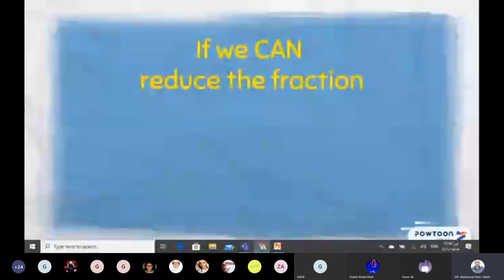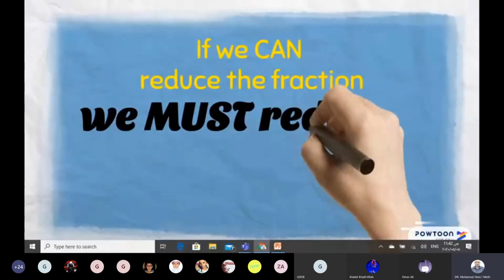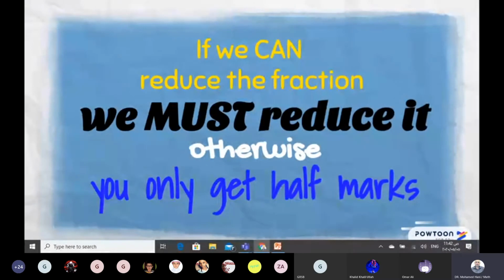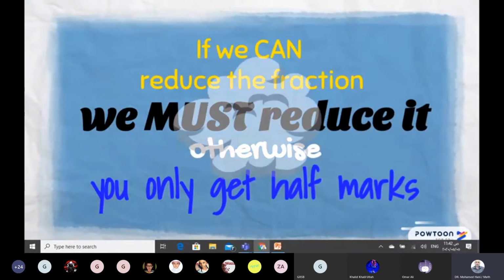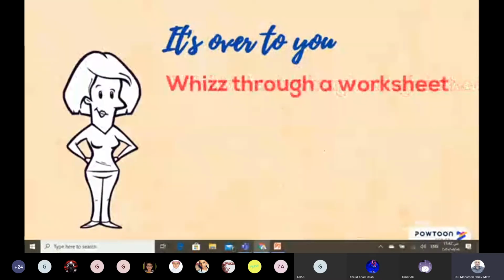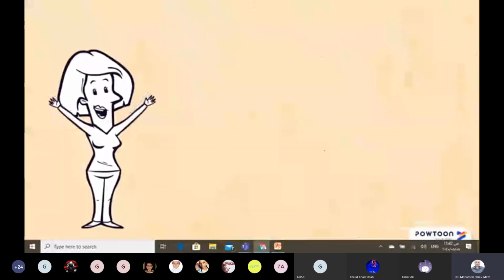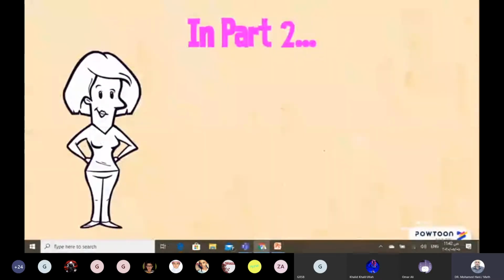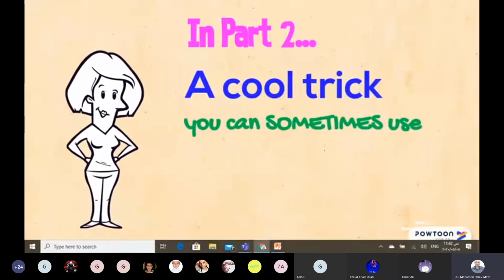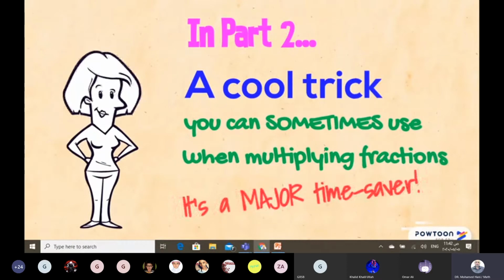Remember, if we can reduce the fraction for our final answer, we must reduce it. Otherwise, you only get half marks because you only did half the job. And now it's over to you. I think you can whiz through a worksheet of these things really quick. After that, come back for part 2, in which I will show you a cool trick that you can sometimes use when multiplying fractions. It is a major time saver, and I know you're going to like it. See you next time.